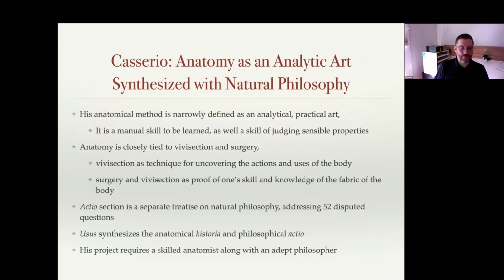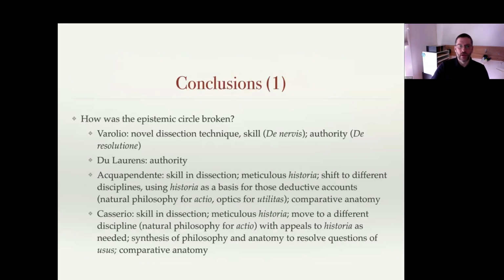So I think I've gone over all this. His project requires a skilled anatomist along with an adept philosopher, and the two occur in the same person for Casserio, but they don't necessarily have to. I think that's an important point. The anatomist does not necessarily have to be an adept philosopher. They are, in a sense, separate roles being played, whereas that's not the case for Acquapendente. He also emphasizes vivisection much more, and surgery, and a kind of skill is really important, more emphasized than it is in Acquapendente. So very quickly, some conclusions.